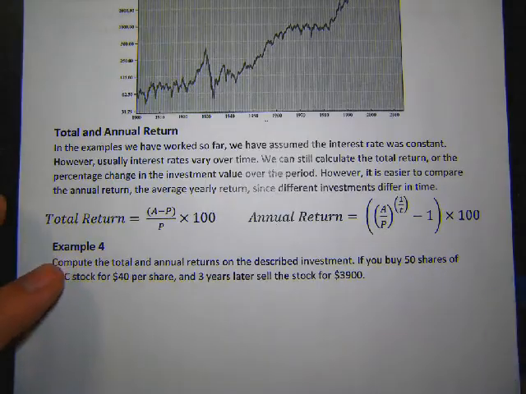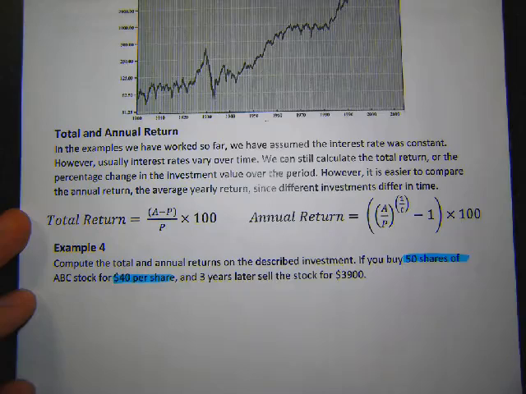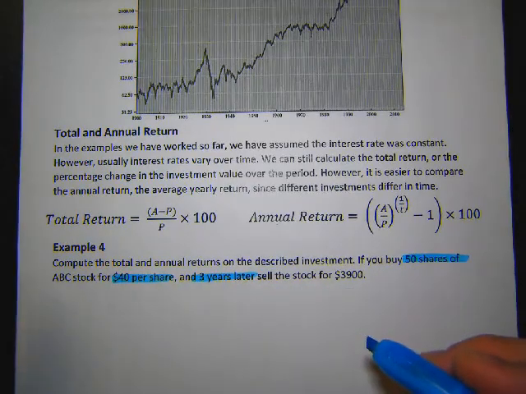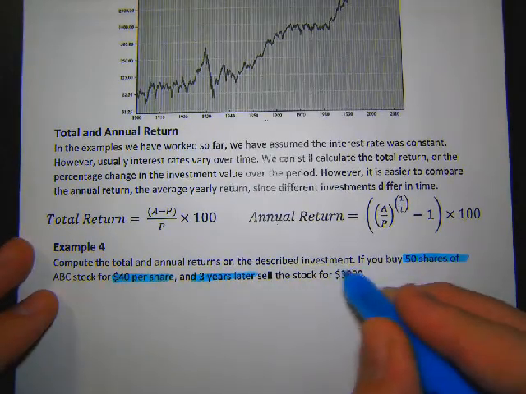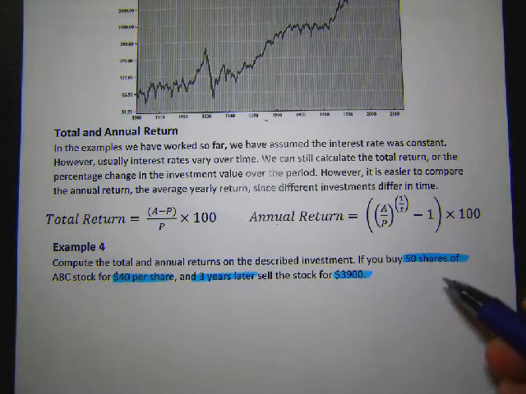So here we're buying 50 shares of ABC stock for $40 a share. 3 years later, we're going to sell it, and we sold the stock for $3,900. No, that's not $3,900 per share. They didn't say that. That's just total price. A lot of these problems will do this where they might not give you the total price both times, but they give you enough information you can figure it out, right?